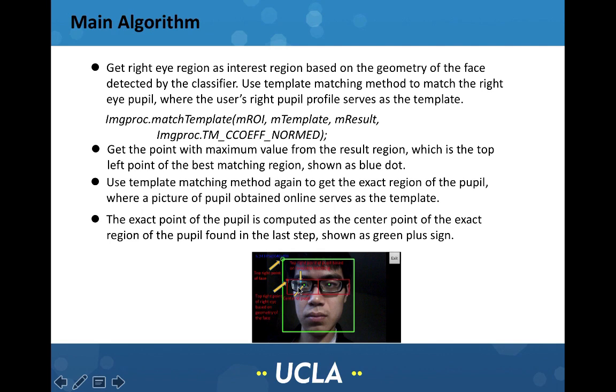It then uses the template matching method again to get the exact region of the pupil, where a picture of a pupil obtained online serves as a template. The exact point of the pupil is computed as the center point of the exact region of the pupil found in the last step, shown here as a green plus sign.